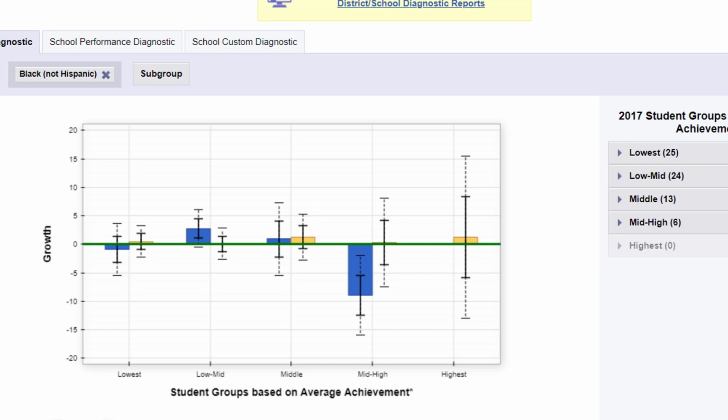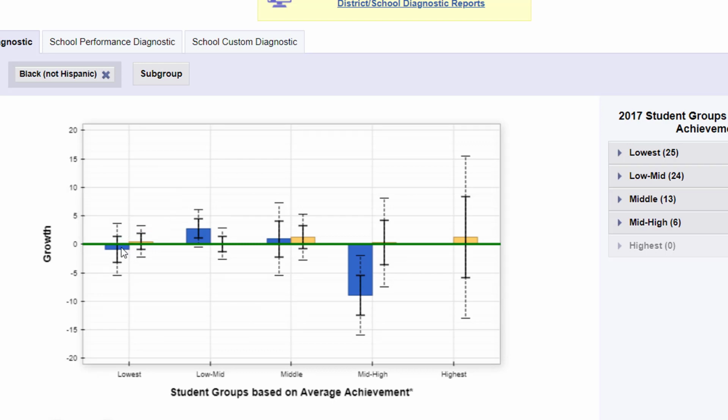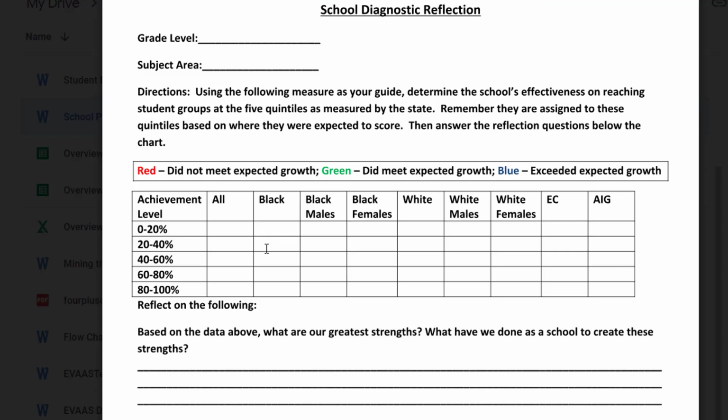So if I go back to my chart, I would color in, this would be met because I met growth with my lowest performing group. I exceeded growth with my 20 to 40%. I met growth with my 40 to 60%, but I did not meet growth with my 60 to 80. So that would be red or pink with your highlighter. This would be green, this would be blue, and this would be green.